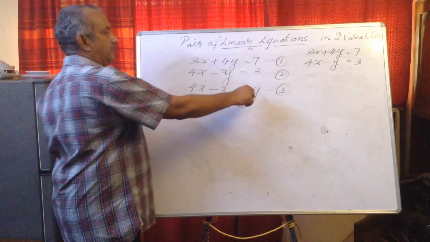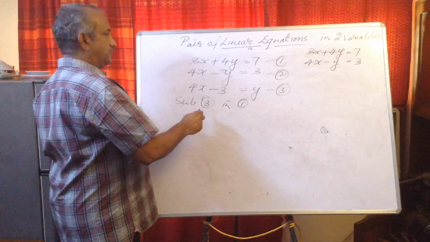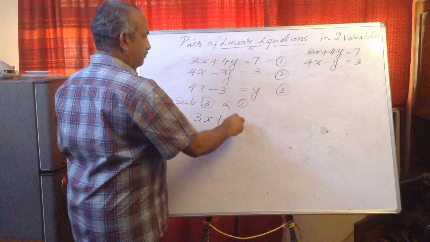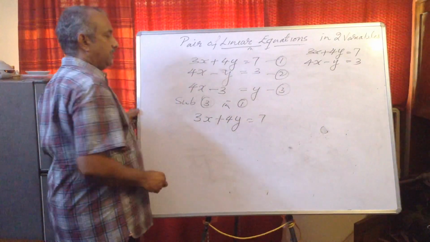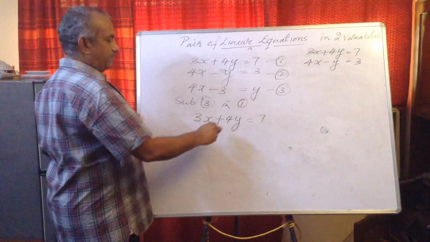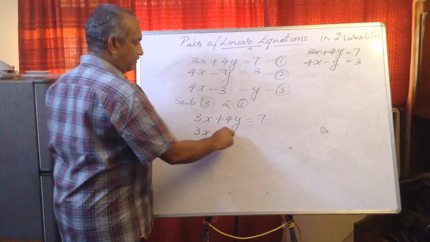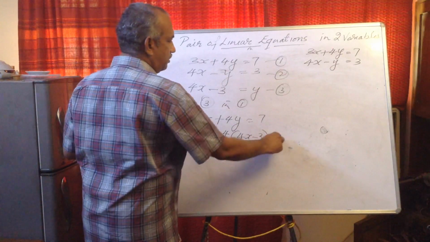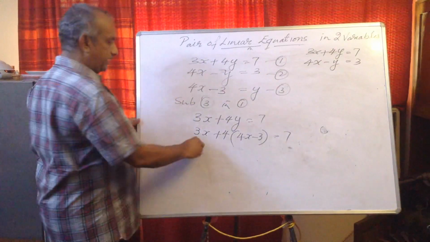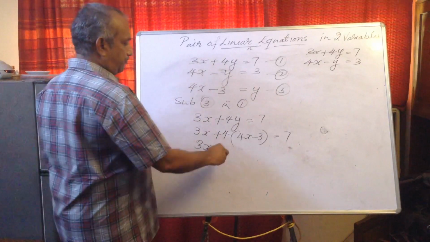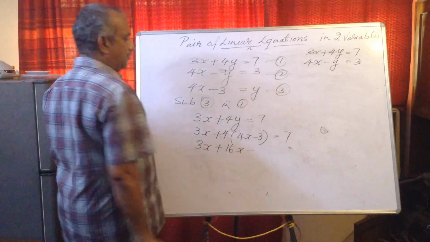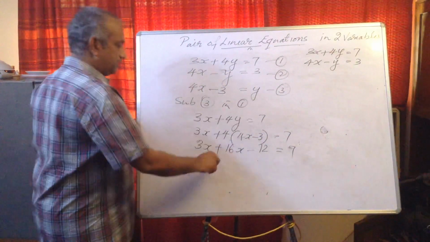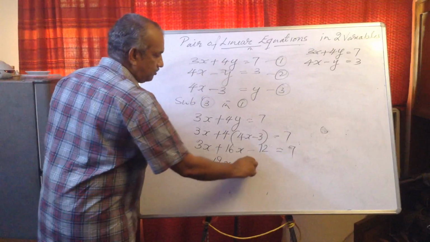Now I am going to put in the place of y, I am going to write 4x minus 3 in the first equation. So I'll write the equation once again, 3x plus 4y is equal to 7. Then in the place of y, I have to write 4x minus 3. 3x plus 4 into bracket 4x minus 3 is equal to 7. Now open the bracket, 3x plus 16x minus 12 is equal to 7. I'll take 12 to the other side. See, 19x is equal to 7 plus 12.